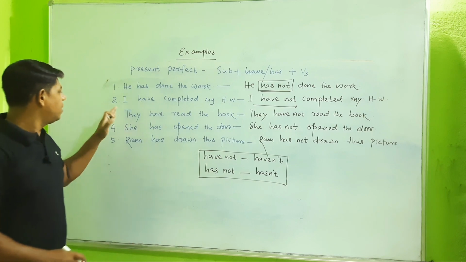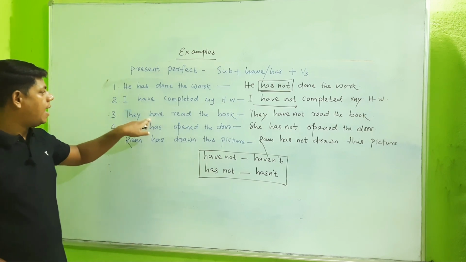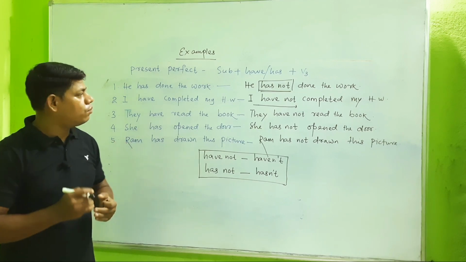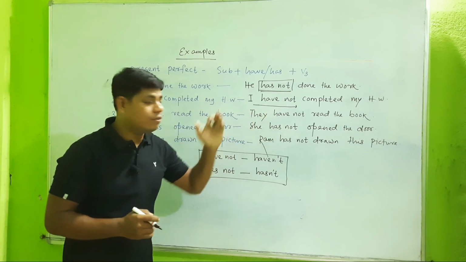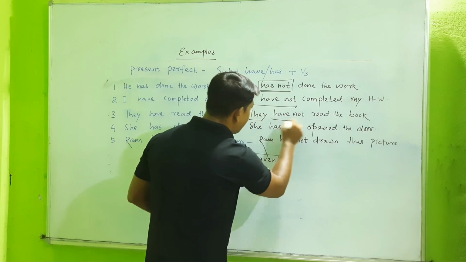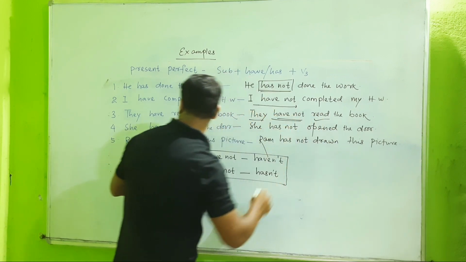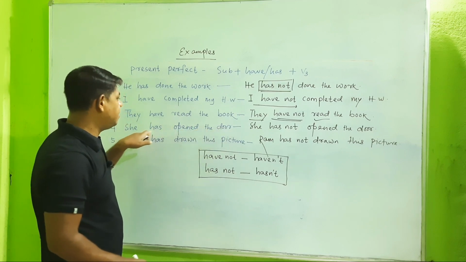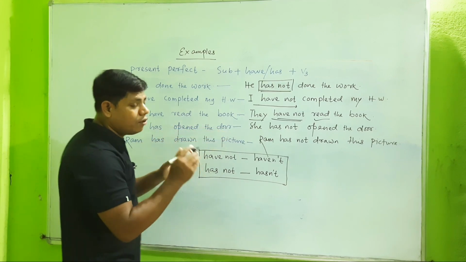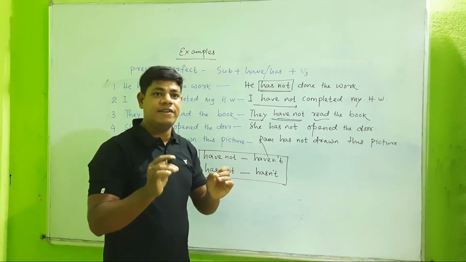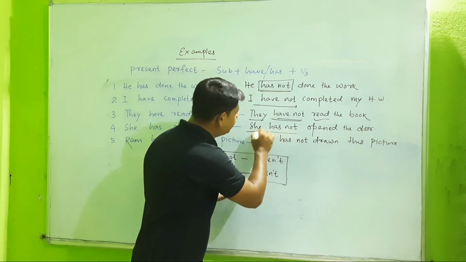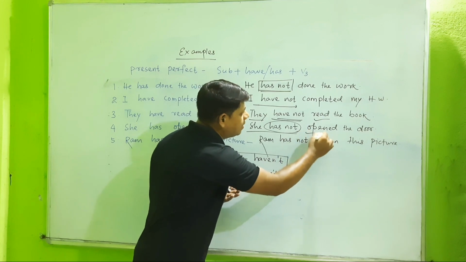Then comes example 3, they have read the book. They have read the book. They haven't read the book. You can see, they haven't read the book. Then comes she has opened the door. She has opened the door. When you convert this sentence into a negative sentence, you have to just add not: she has not opened the door.